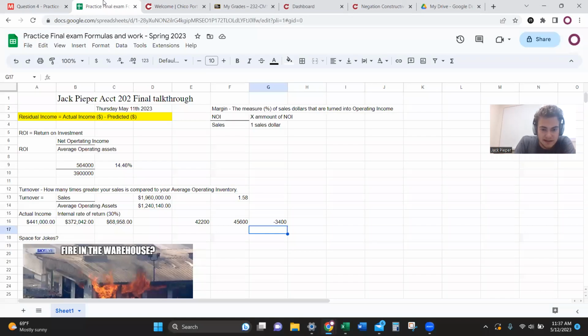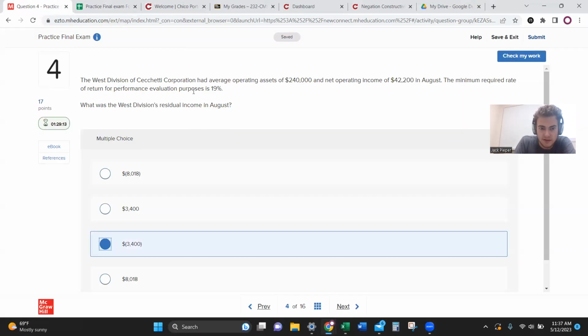So we don't want to make this decision because we know we can invest in something for 19%. If we invest it in our company, we'll probably be making like 18% or whatever, but we'll be losing out on $3,400 to invest in. It's kind of like the Silicon Valley Bank thing.